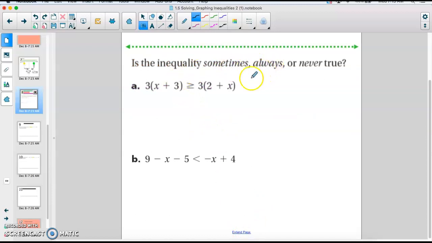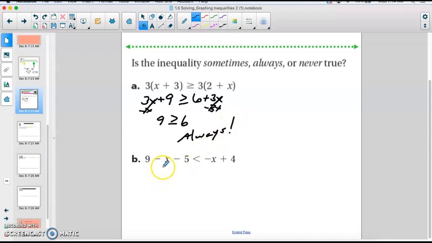Is the inequality sometimes, always, or never true? Well, let's solve it. Most people here will distribute, and that's fine. You could also divide by 3. I'm just throwing that out there. Most students will choose to distribute, and that's okay. So we distribute our 3 to both things. Now let's subtract our 3x's, and they cancel out. We're left with 9 greater than or equal to 6. Is that true? Yes, it is true. 9 is always greater than 6, so always.